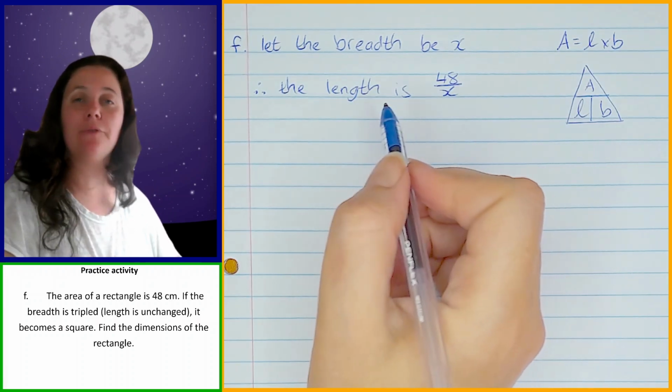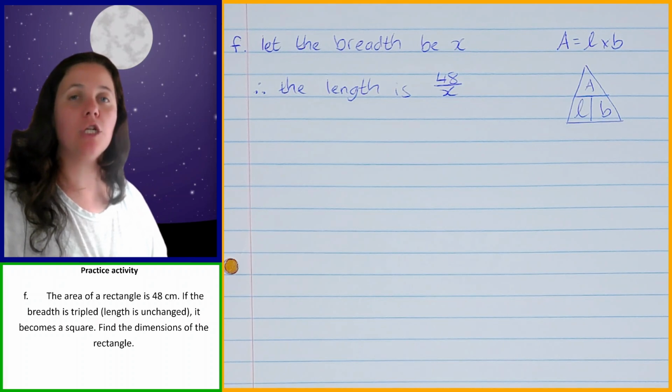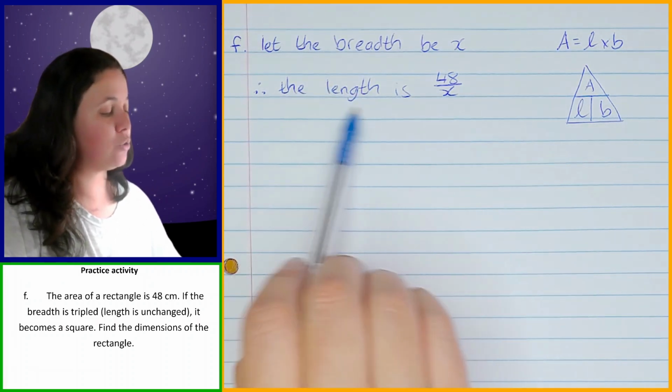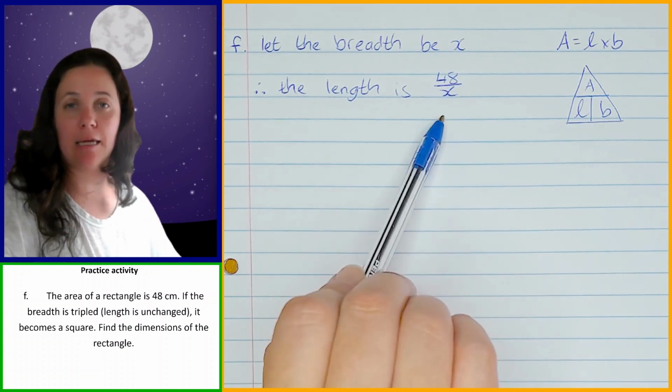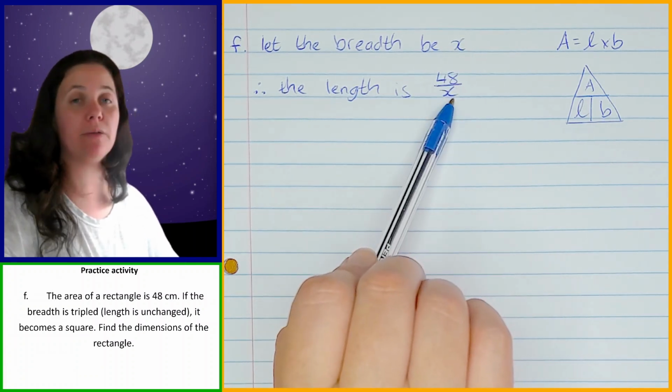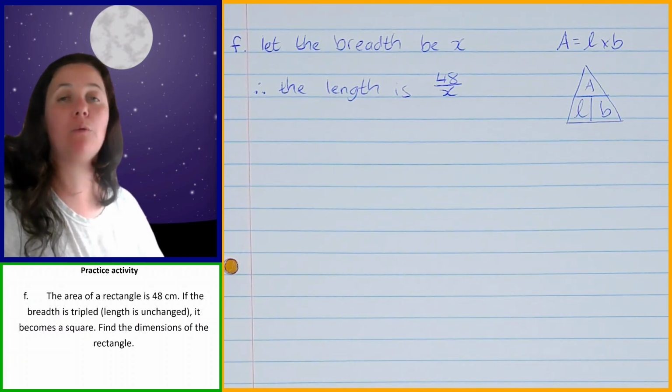Okay, and that makes sense. If you've got the area of a rectangle, you can divide the area by one side to find out what the other side is. Okay, so that's all I'm doing over here. So I'm taking the area and I'm dividing it by the breadth to get the length. Okay, so now I've got both of those in terms of x. Now we're going to go and use the other information they've told us in the problem that we haven't used yet.